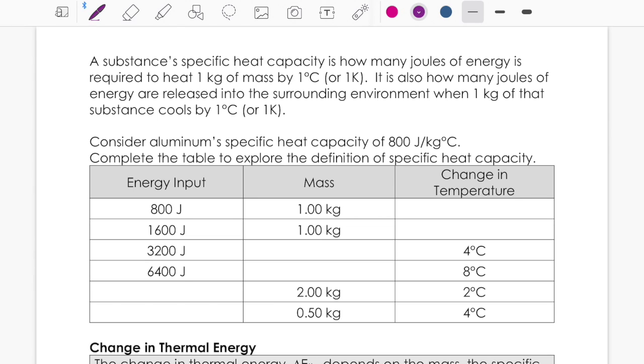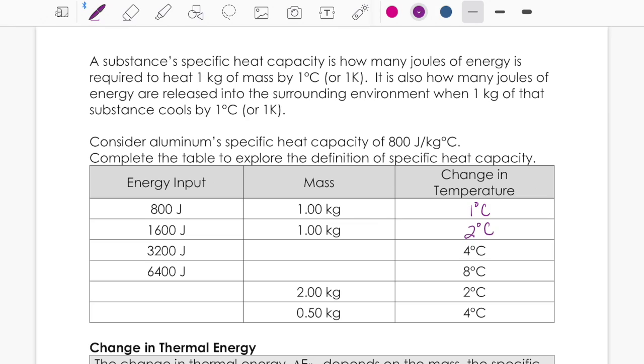If we were considering the specific heat of a sample of aluminum, the heat capacity is 800 joules per kilogram degrees Celsius. If we look at this first one, it has 800 joules, which we know is the required amount to raise 1 kilogram 1 degree. Since we have 1 kilogram, the change in temperature is going to be 1 degree Celsius. For the next one, we have 1600, which is double the amount for 1 kilogram to raise 1 degree Celsius. So this is going to be a change of 2 degrees Celsius.